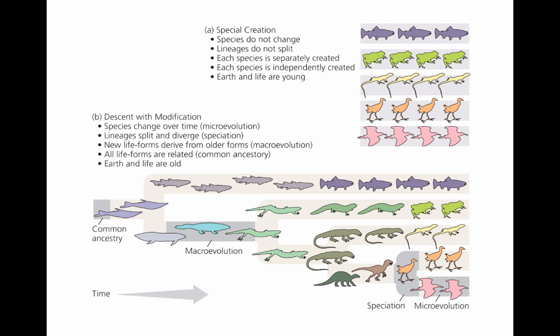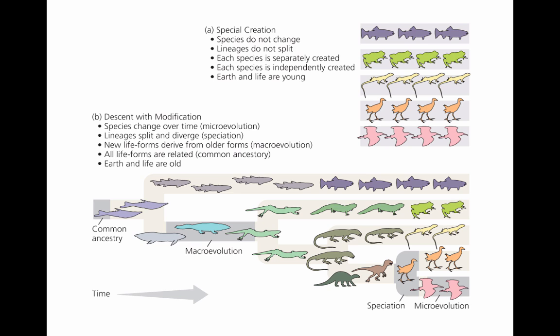And we've discussed also in class these specific and completely contrasting predictions that each of these models makes about what we expect to find. So one is that special creation predicts that species don't change over time, whereas descent with modification predicts that they do. Special creation predicts that lineages do not split, whereas descent with modification predicts that they should split and diverge. This is what we know as speciation. Special creation predicts that each species is separately created, whereas descent with modification predicts that new life forms are derived from older forms, so macroevolution.